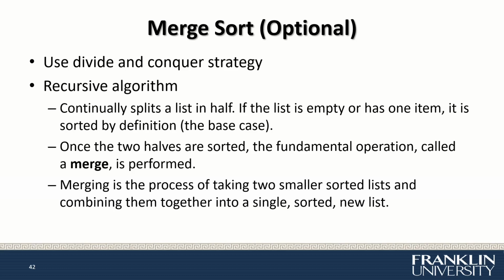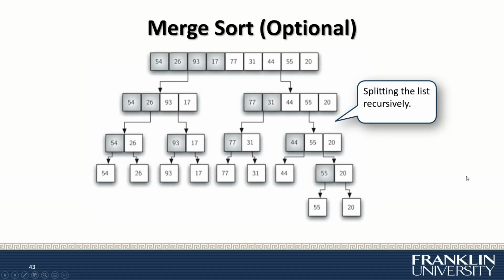So we recursively split the list into half and half and half until you get to one item, and then we merge them back. Because the lists are sorted, when we merge, it's much easier to merge. So let's look pictorially at what it looks like.